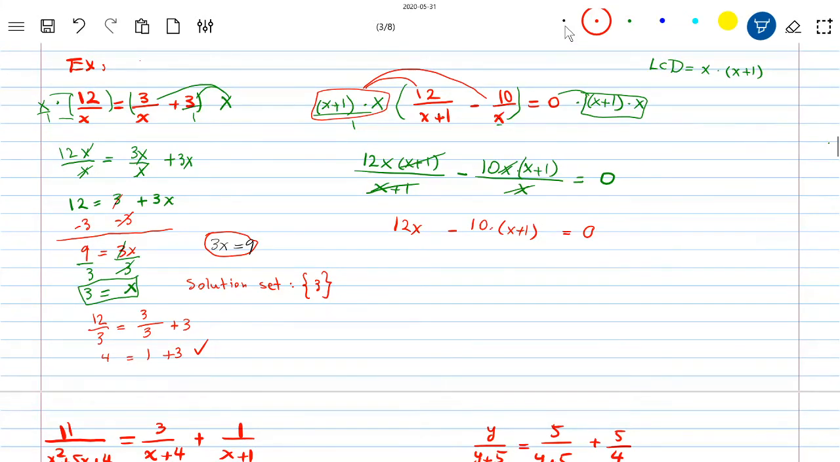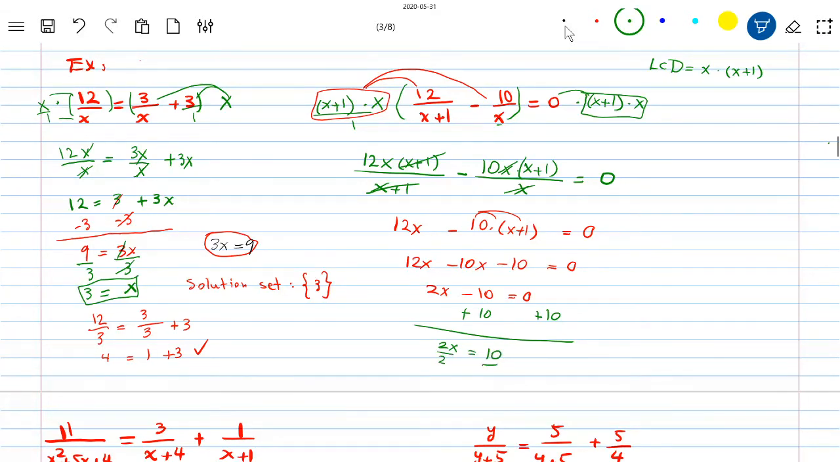Okay. Simplify these. 12x, distribute the negative 10 into each term. Times this and times that. Minus 10x. Negative 10 times 1, minus 10. Close here. Combine like terms: 12x and negative 10x is 2x minus 10 equals 0. You can do these after a while in one step. So you can say add 10 to both sides, and then you get 2x equals 10. Divide both sides by 2. You'll end up with x equals 5.